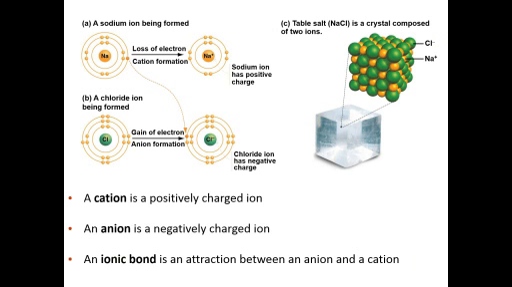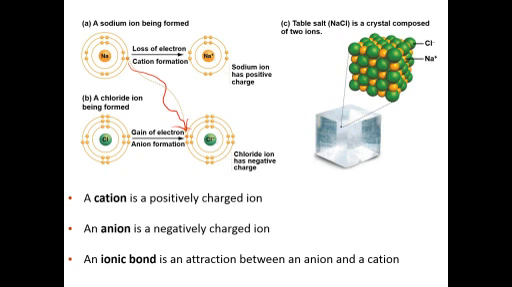Alright, so here you have sodium. Sodium has one valence electron. The chlorine atom has 7 valence electrons. So the sodium atom gives up 1 electron, its valence electron, it donates it to the chlorine atom. And now sodium has 1 more proton than it does electrons.